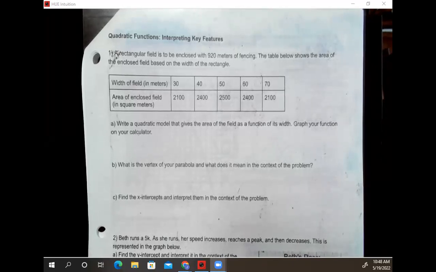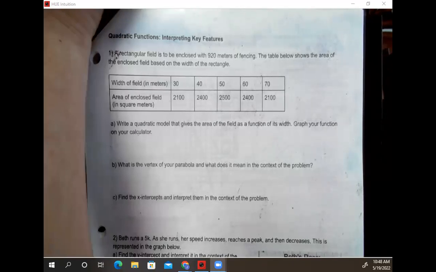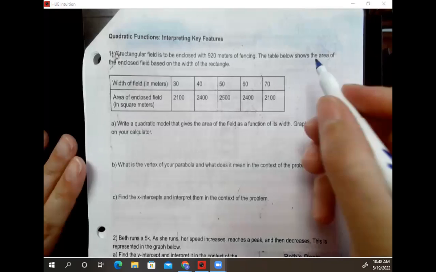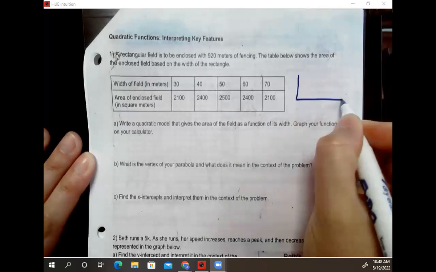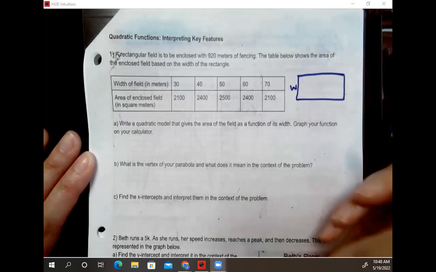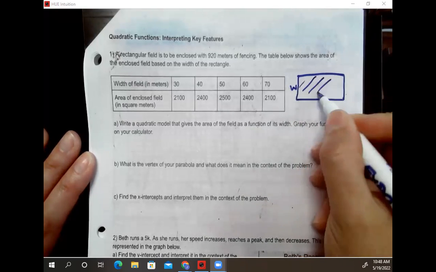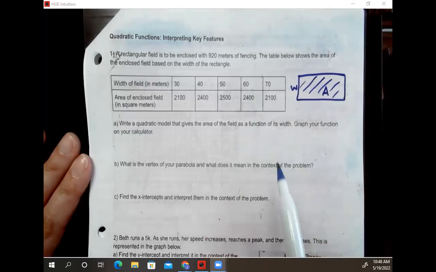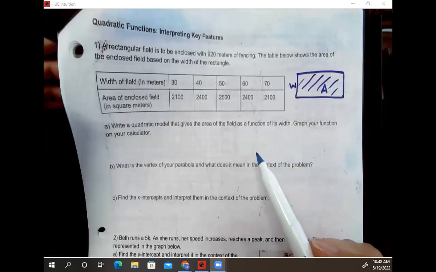Number one should look familiar because we actually worked on that problem. That was the last thing that we did last time. We're looking at our rectangular field that we are enclosing with some fencing. Okay. And we know we're looking at the width and then the area of our field. And so this is the same table from yesterday. The first thing it wants us to do is write a model.